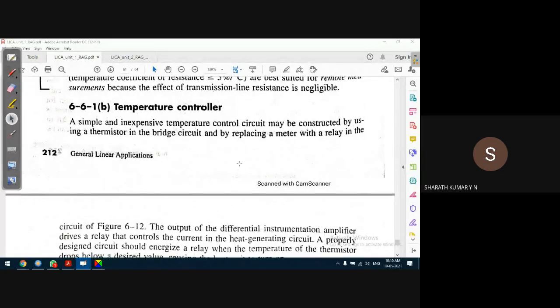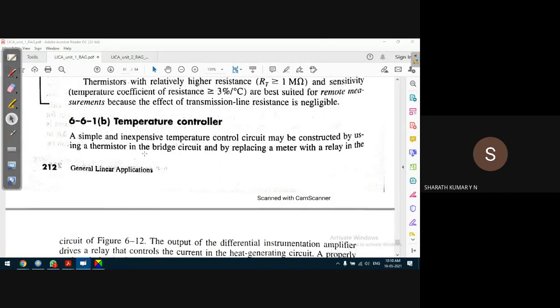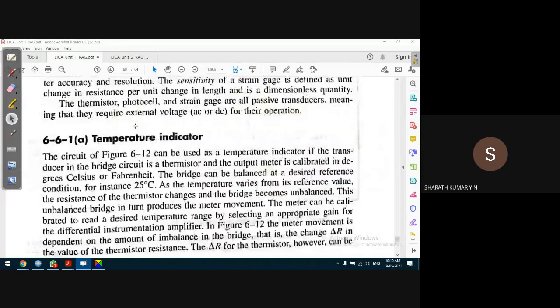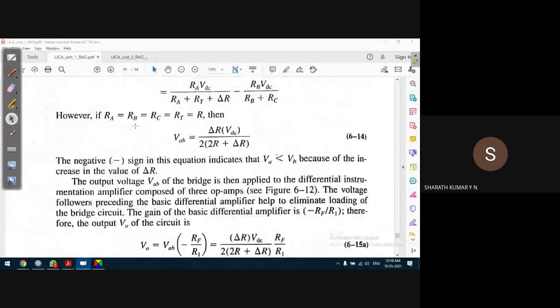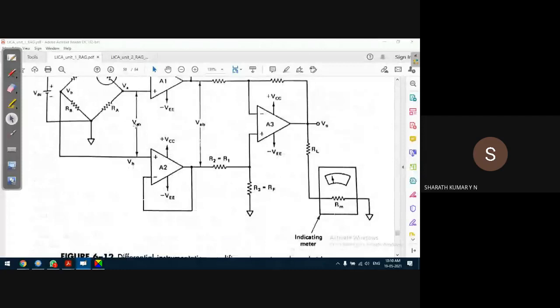Next is the temperature controller. In this temperature controller, what happens is, the temperature indicator just indicates the temperature, that is, this meter just indicates the temperature. If this meter is replaced with a relay.